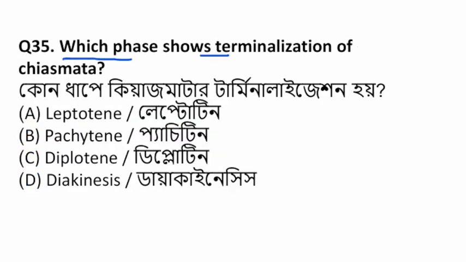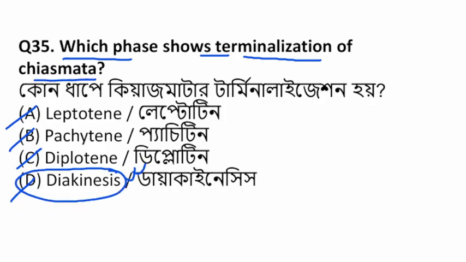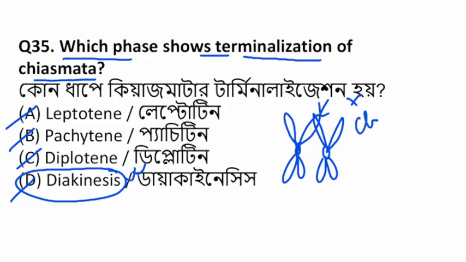Which phase shows terminalization of chiasmata? Leptotene, pachytene, diplotene or diakinesis. So at the stage of diakinesis the chiasmata separate. The chiasmata, basically when homologous chromosome crossing over occurs, this cross-shaped structure is known as chiasmata. So during the diplotene stage this chiasmata will dissolve out.